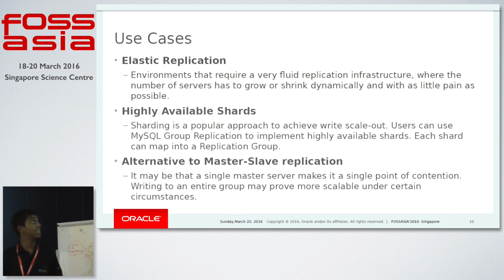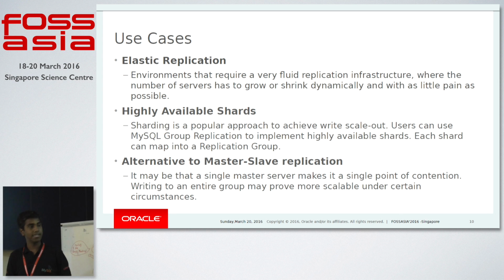The first one is elastic replication. In regular master-slave replication, the traditional asynchronous replication, in order to add a member, we had a lot of steps which would actually make it an active member in the group, an active member replicating from the master.